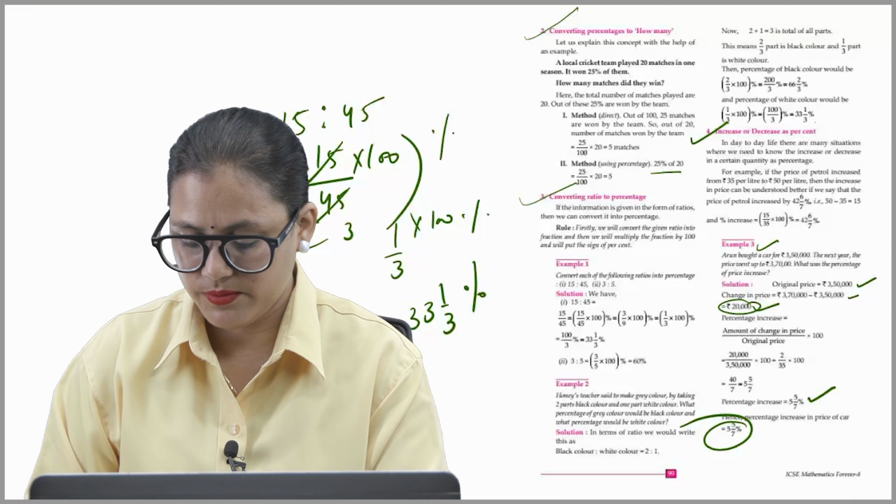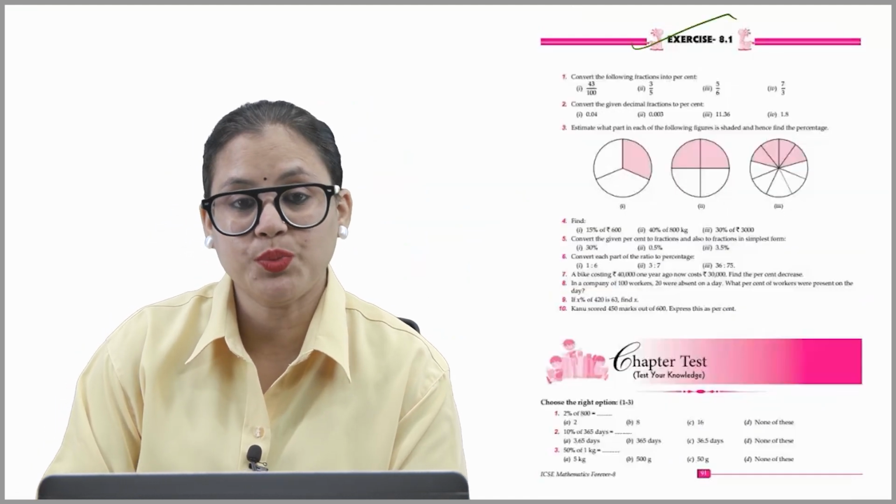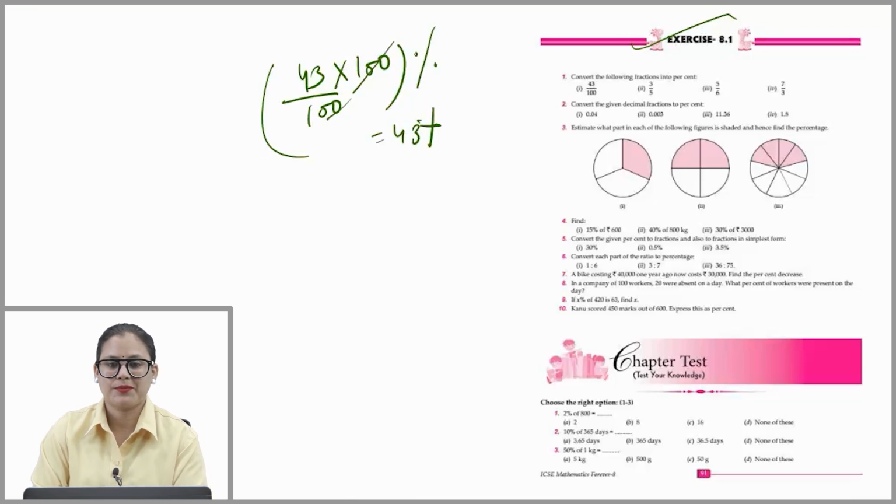Exercise 8.1, we have to convert the following fractions into percent. So we'll multiply by 100 and put the sign of percentage. 43%. This is the answer.